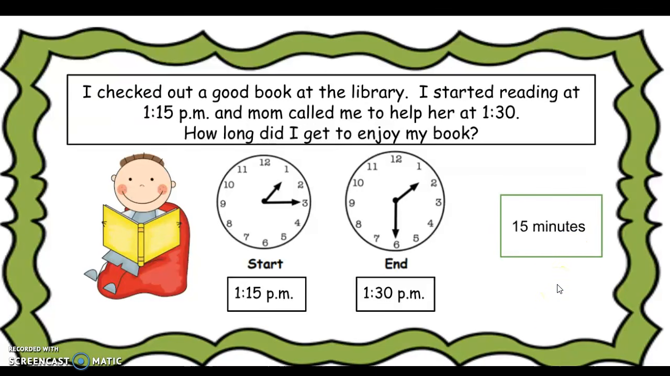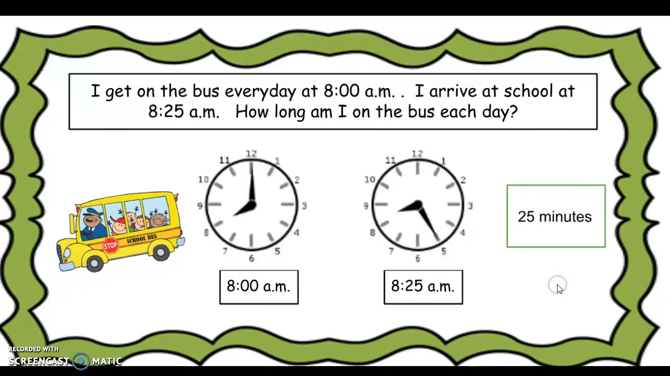You can see these are a little tougher, so let's try another one. I get on the bus every day at 8 o'clock a.m. I arrive at school at 8:25 a.m. How long am I on the bus each day? Over here on our clock, I see my 8 o'clock get on the bus time. And over here, I see my 8:25 get off the bus time.